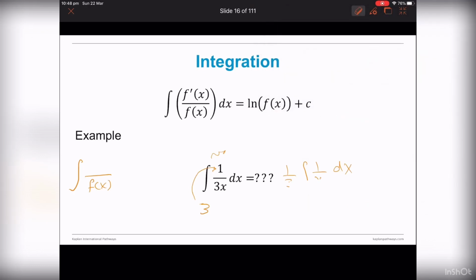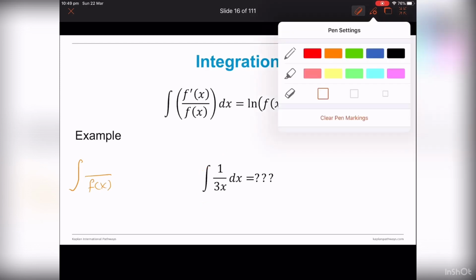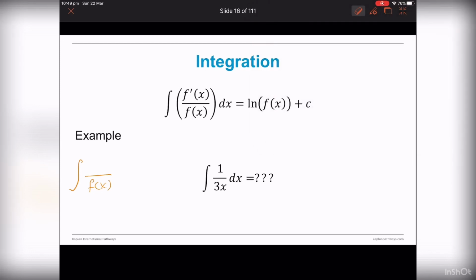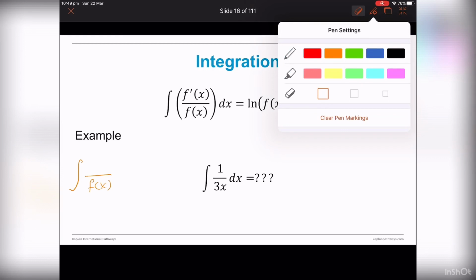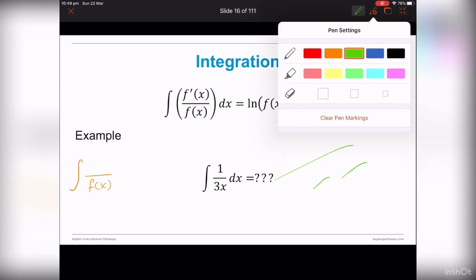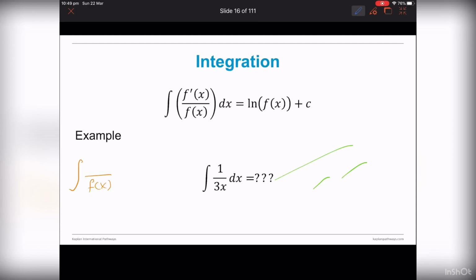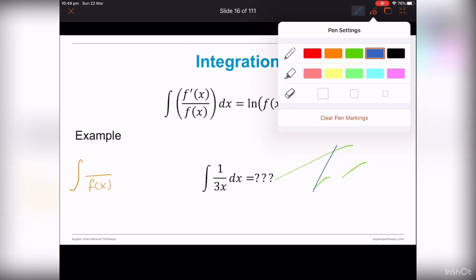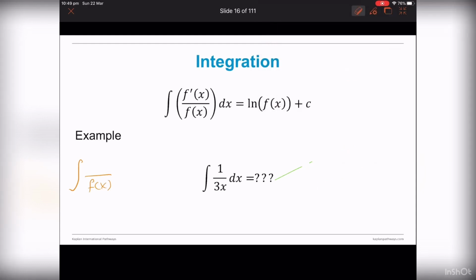Okay, so I'll just show you now the slide. This doesn't move. Sometimes technology doesn't work very well.